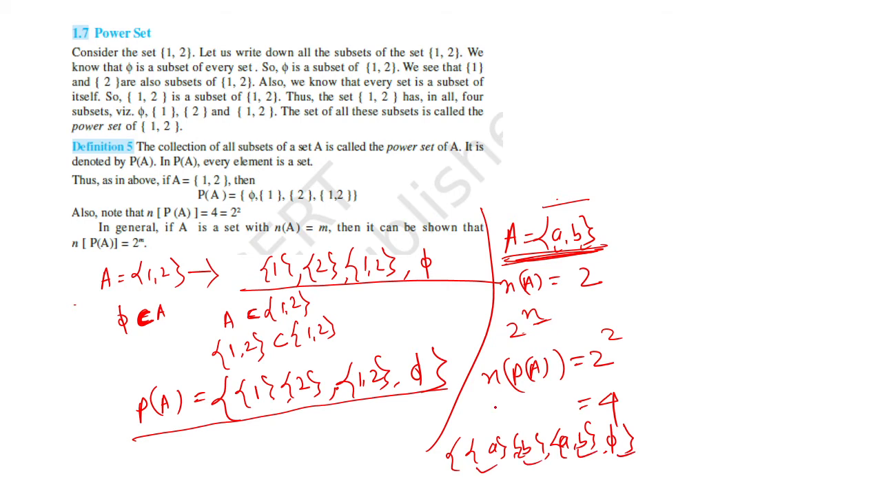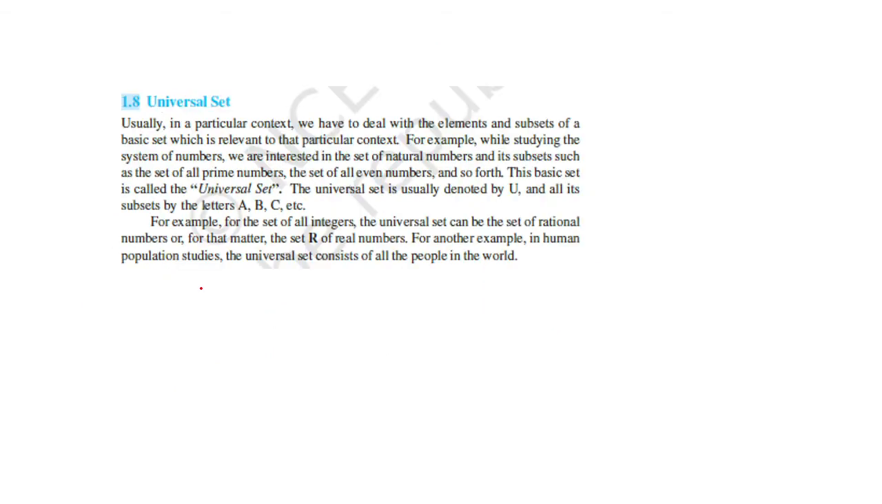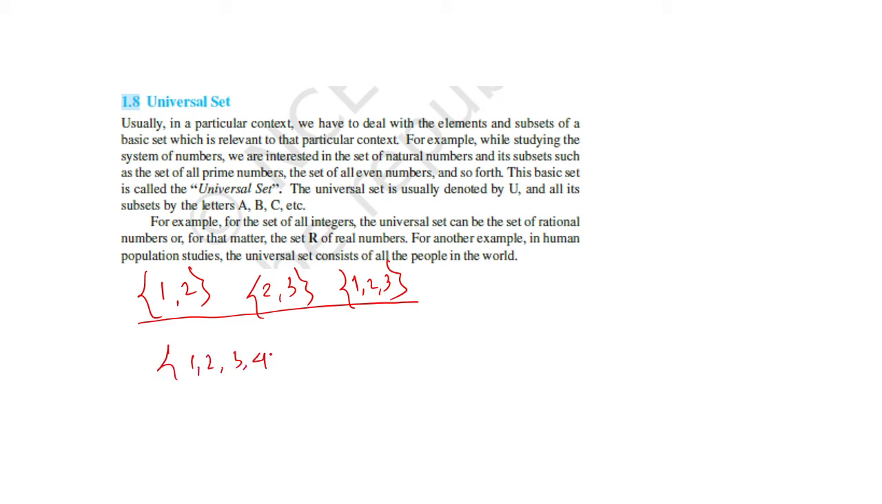Okay. Next, universal set. Universal set is a set. Suppose you have some sets also. {1, 2} is a set you have, {2, 3} is a set you have, {1, 2, 3} is a set. These three are sets you have. So if these all sets are contained in another set, suppose {1, 2, 3, 4}.